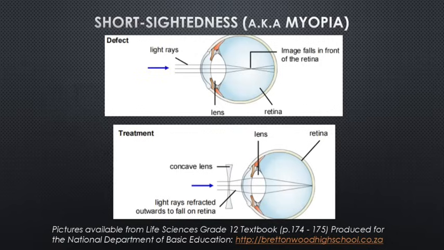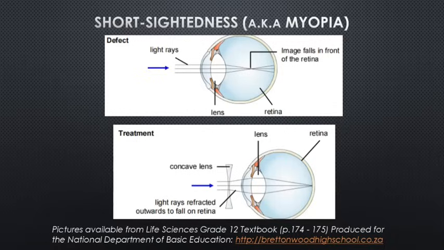Why is this so? One of the major causes is that your eyeball is too big compared to the normal one. Once the eyeball is too big, it makes the distance between the lens and the retina longer. Hence, the image falls in front of the retina because the distance is too long, and the image does not reach the retina.